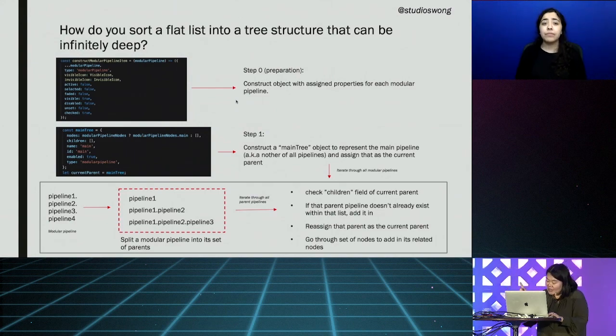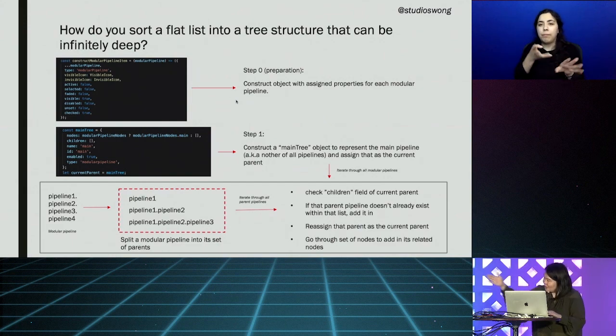So the first step, how we modular pipeline pipeline that will define the state of that modular pipeline node as to how it will behave on the flowchart. That's step 0. And then the next step is that we will construct a main tree object that will represent the main, like, what you see in the bottom is a breakdown of the main concept of how we iterate through all the list of modular pipelines to construct the tree.